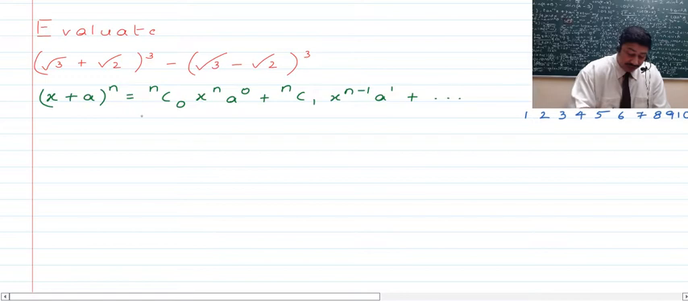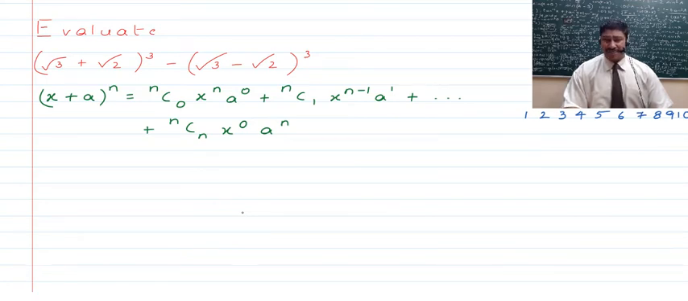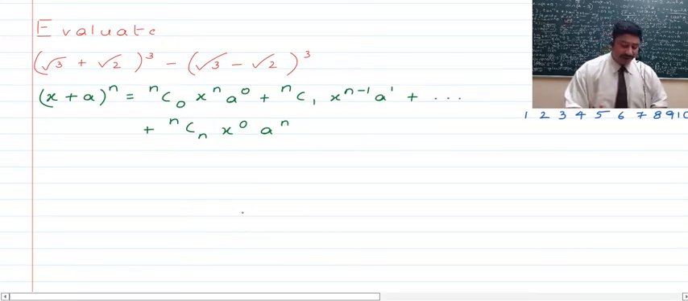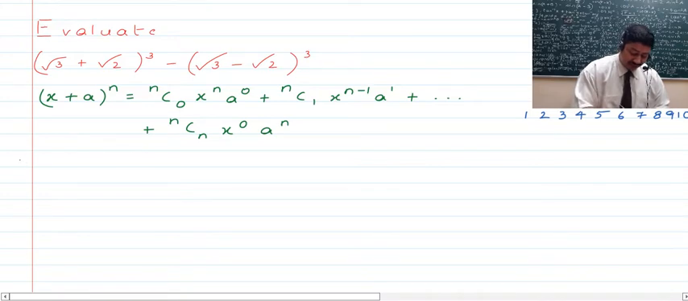all of this continues up to the last term, which is nCn x raised to the power 0, a raised to the power n. So this is the writing of the formula. Wherever formulae are applicable, make sure to write them in your solution so as to get full marks, right? Next, we apply this to the first as well as to the second binomial.